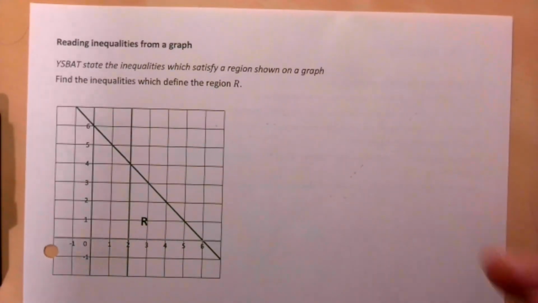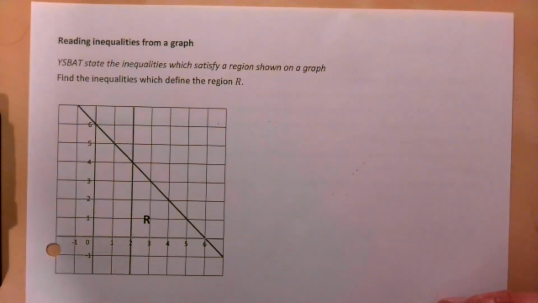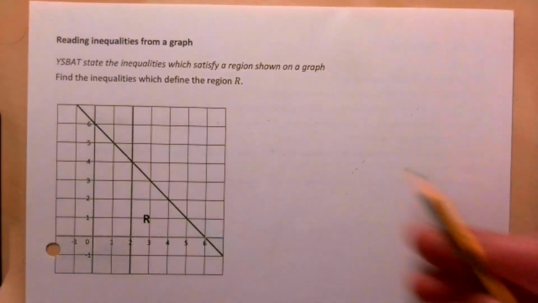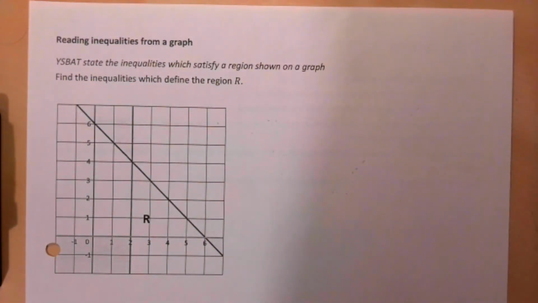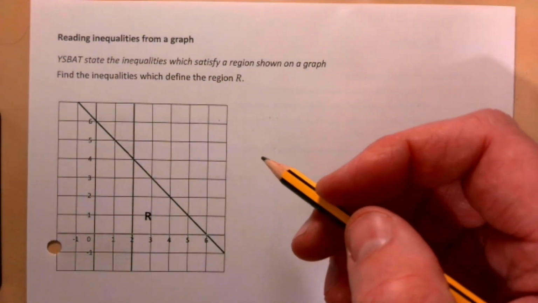Reading inequalities from a graph, you should be able to state the inequalities which satisfy a region shown on a graph. Find the inequalities which define the region R. I'm struggling to see the region R here. I'm not sure which bit's been shaded. I'm just going to pause here while we decide and work out what's going on.